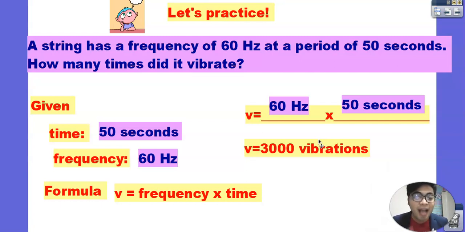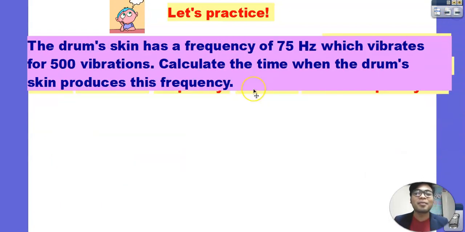It's a really high frequency, right? And it's really fast. It's 3000 vibrations over a period of 50 seconds, which is near a minute. So take note of the formula right over here. Alright, let's take a look at another problem. The drum skin has a frequency. By the way, a drum skin is where you tap the drum.